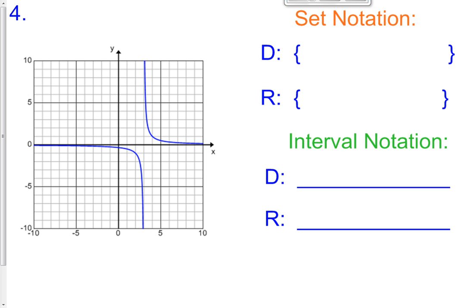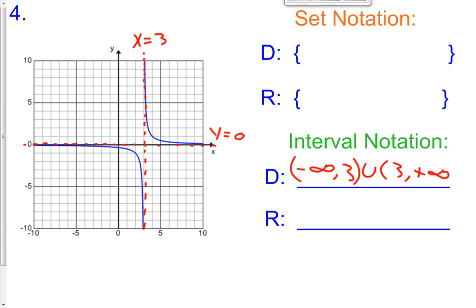We have a vertical asymptote at x equals 3, and we have a horizontal asymptote at y equals 0. So your domain goes from negative infinity till 3, union 3 to positive infinity. X such that x belongs to all of the real numbers, except x cannot equal positive 3.